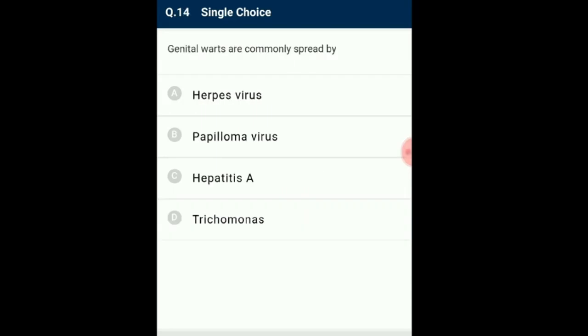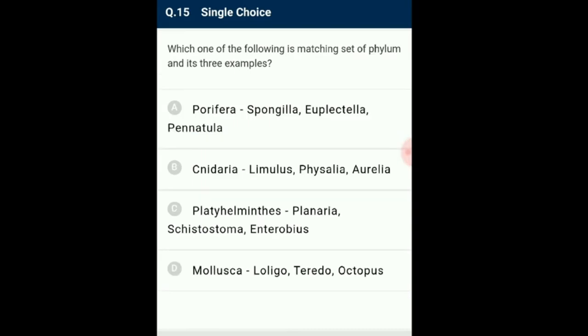Question number 14. Genital warts are commonly spread by. Genital warts are sexually transmitted diseases. They affect the genital and anal area as well as mucous membranes of the rectum, vagina and cervix. These are caused by human papilloma viruses. These are contagious warty growths and spread via sexual contact with an infected person. So the answer is option B, papilloma virus. Question number 15. Which one of the following is a matching set of phylum and its three examples?